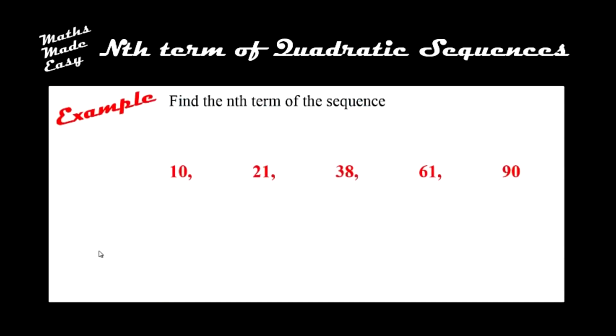Of course we knew this one. So let's have a look at this one here, and the first thing we do is find these first differences. So for this one we add 11, this one we add 17, this one is add 23, and this one is add 29. Now of course these don't come out the same, we know that, it's a quadratic sequence. It's the second difference that we're interested in.